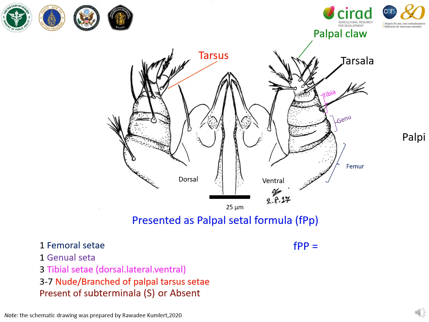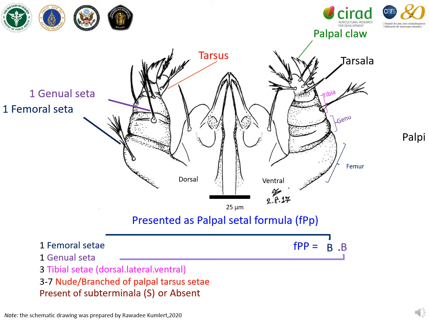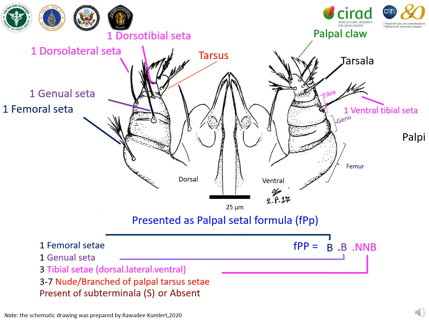Starting with the palpi on the dorsal side, the first is the femoral seta. The second is the genual seta. The third is the tibial setae, in the order of dorsal, lateral, and ventral side. Looking from the ventral side of the tarsus, we describe the number of nude or branched palpal setae. Finally, we describe the presence or absence of the subterminala.